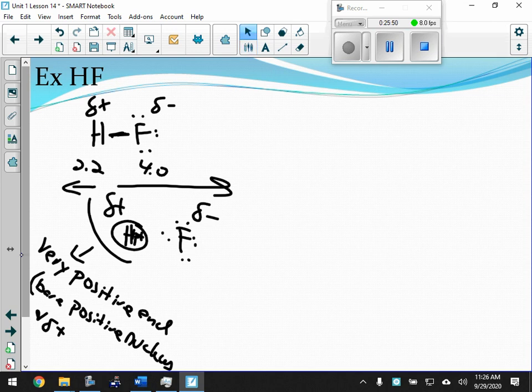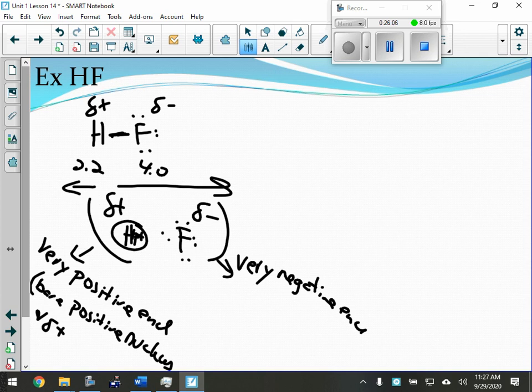Over here, on this end, what do you have there? You have a very electronegative atom, so it's pulling electrons towards it. Very negative end. High EN, which pulls electrons towards it. You have the partial negative end.